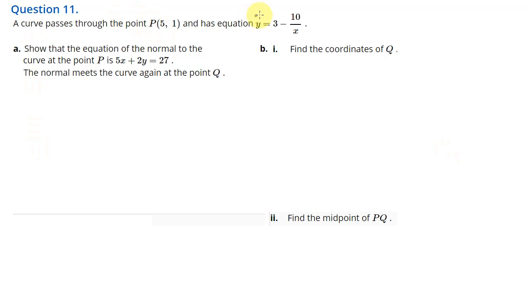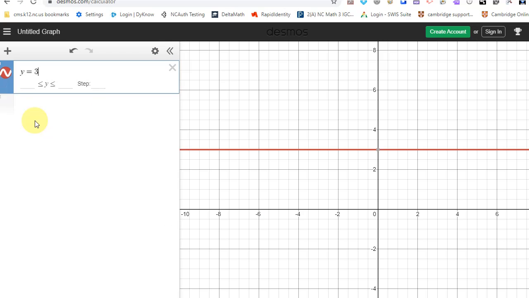In this question, they've got a curve and a point, and they want us to find the normal at that point and show that it's 5x plus 2y equals 27. So let's get a little visual of this. I'm going to go to Desmos and graph this really quickly.